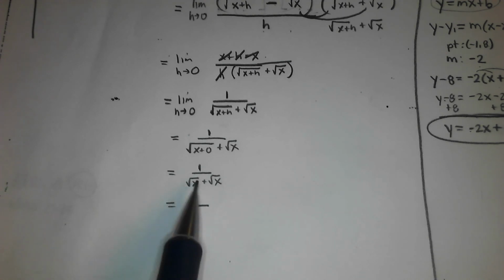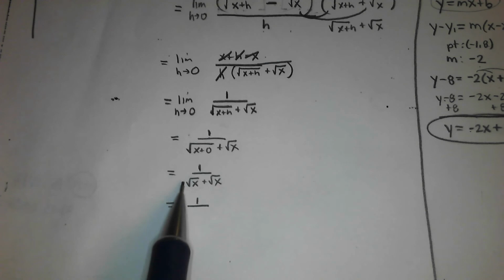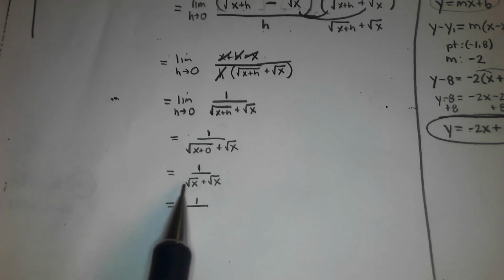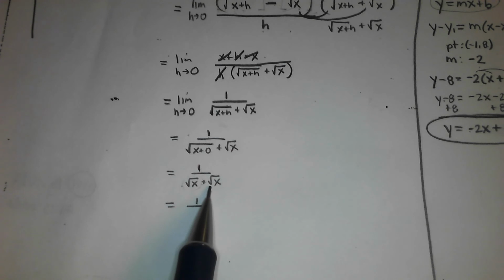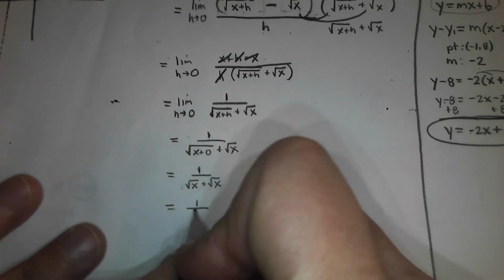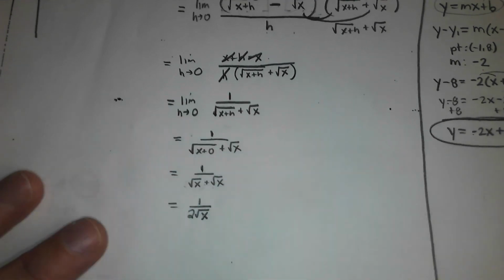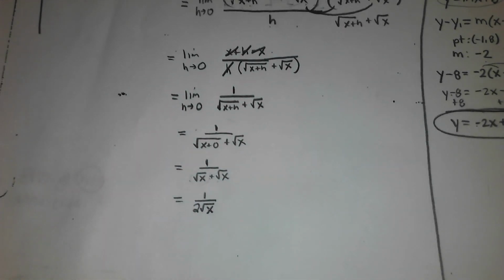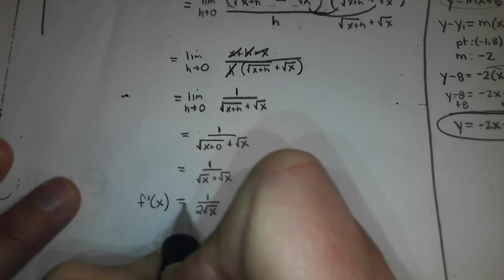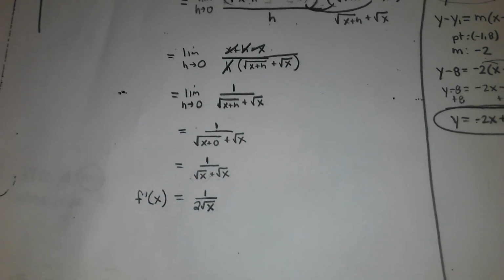How many root x's is this one? What coefficient is in front of that? 1 root x plus how many more? So 2 root x, okay? Root x plus root x is 2 root x. That's your derivative formula. It's not 0 over 0, right? So f prime of x is 1 over 2 root x.